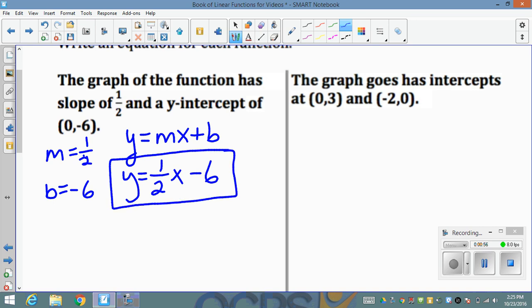Again, the y and the x stay y and x. That's what's making it the linear equation. Those two variables, the y and the x, stay variables. The m and the b are getting replaced with what we have.